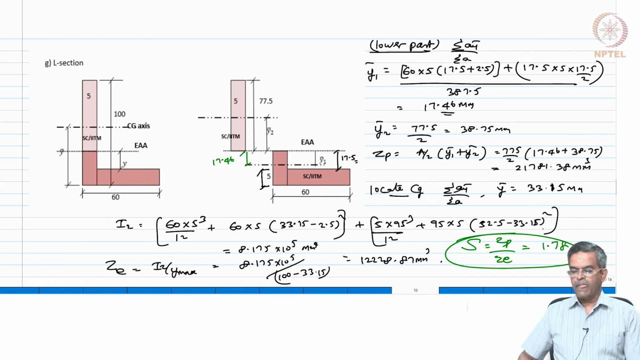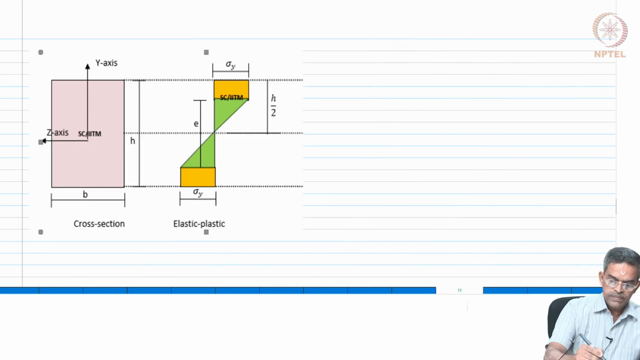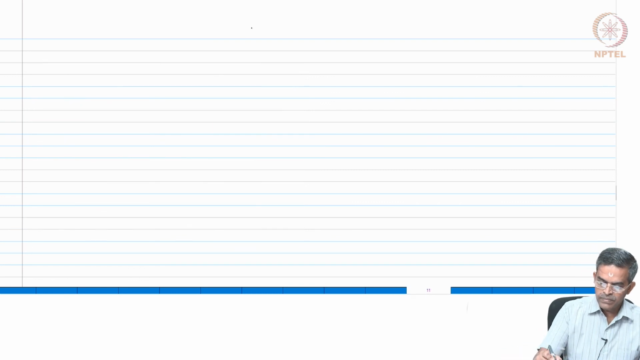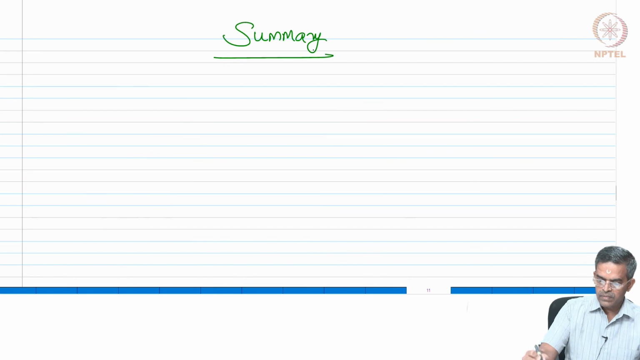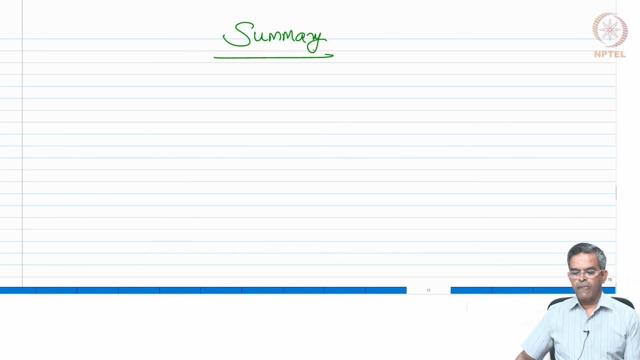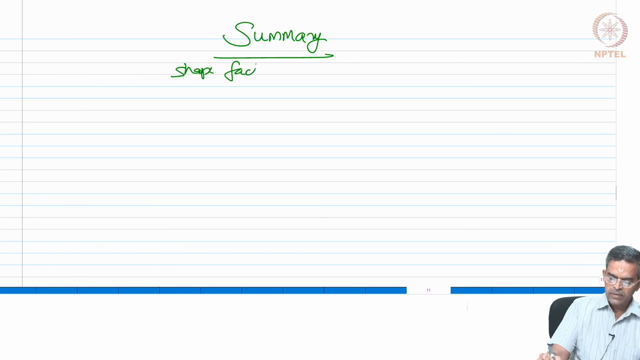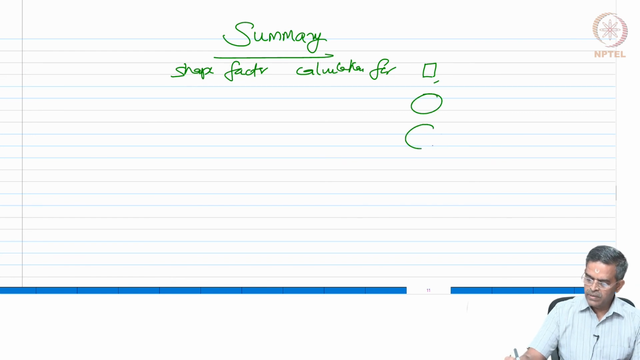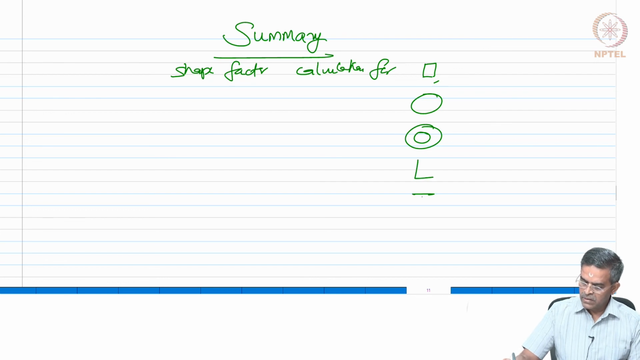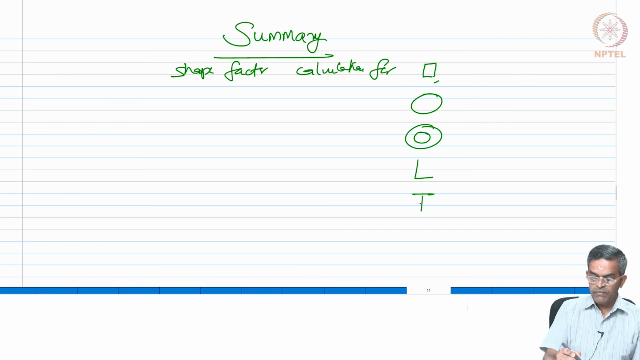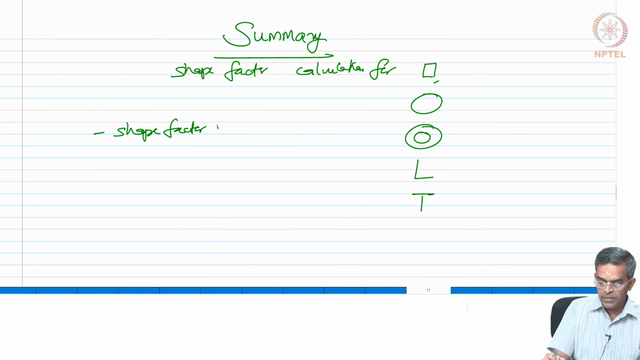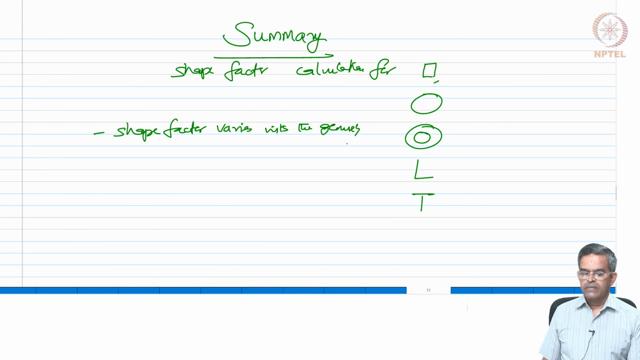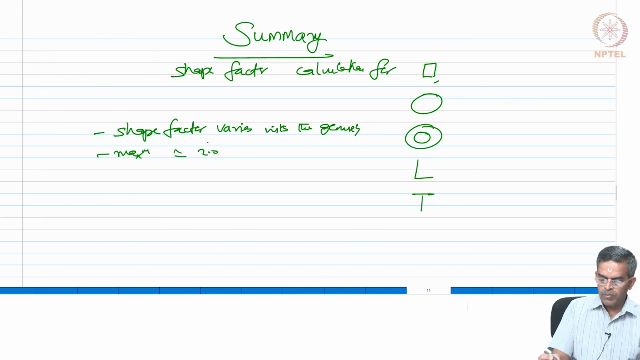So, friends, in this lecture we learnt the shape factor calculations for rectangular section, solid cylinder, tubular member, L section, T section, and we learnt that shape factor varies with the geometry. It is not same, right. The maximum value of the shape factor is about 2.0, which is for a diamond section. You can try and find out.